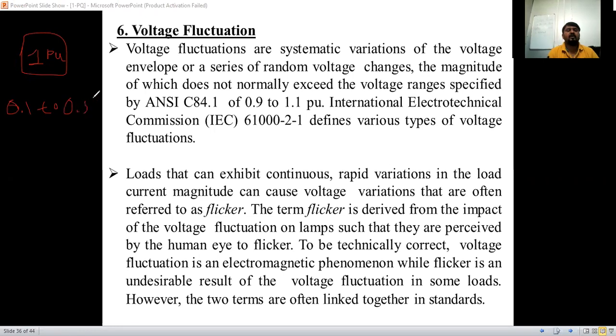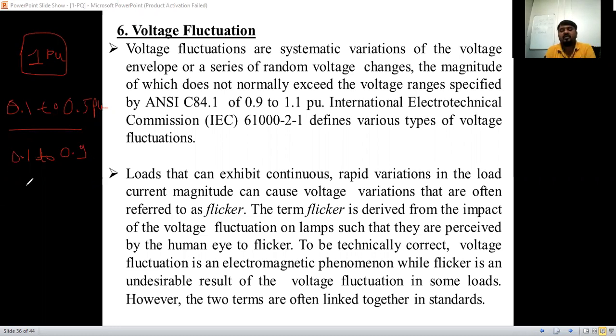Shubham says 0.1 to 0.5 per unit. Is this acceptable? Next, anyone? So I will ask one question now. What is the range of voltage sag? 0.1 to 0.9. So if the voltage is between 0.1 and 0.9, we are going to call that voltage sag.